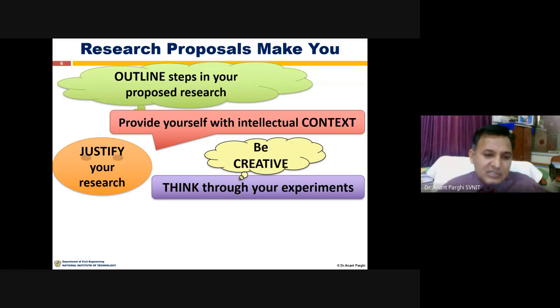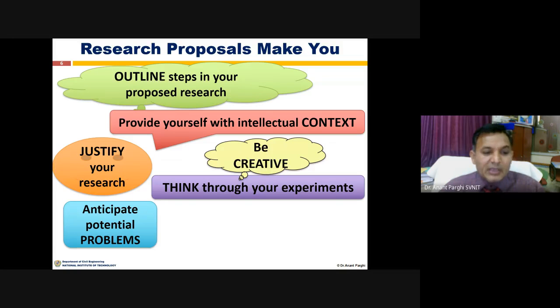Many times I have seen PhD students just write down things here and there, right? They do a little bit of analysis, develop the graph, but they are not clear about what they are doing. So you need to be very clear in your ideas also. Anticipate the potential problems also.